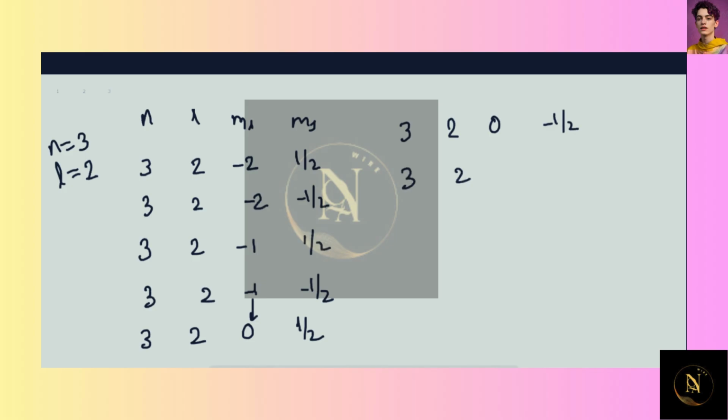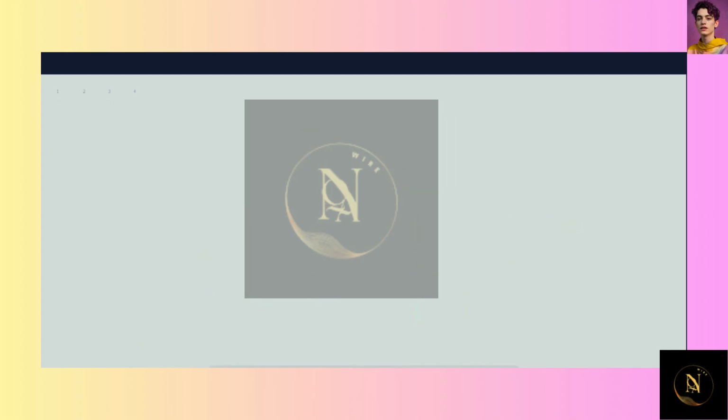Now then we move on further up. So we go from 0 to 1, 1 half, 3, 2, 1, minus 1 half, and the only remaining value is now 2. When L is equal to 2, ML is 2, 1 half, and 3, 2, 2, minus 1 half. So now 28 electrons are done, and we just have to write for the remaining 3 electrons which are left.